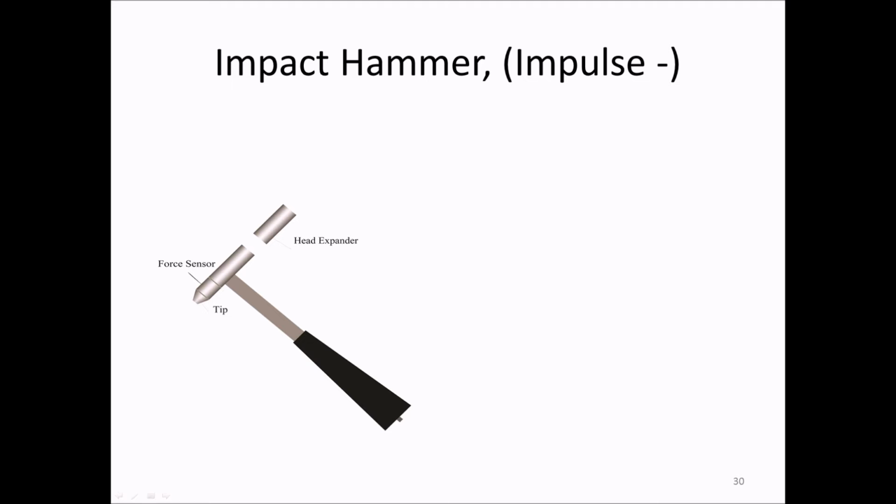The last sensor we will discuss is the impact hammer, illustrated here, sometimes also called impulse hammer. This is essentially a hammer shaft with a force sensor mounted onto a head. To add more weight to the head, a head expander can often be used. The force sensor typically comes with a number of tips of different hardness.